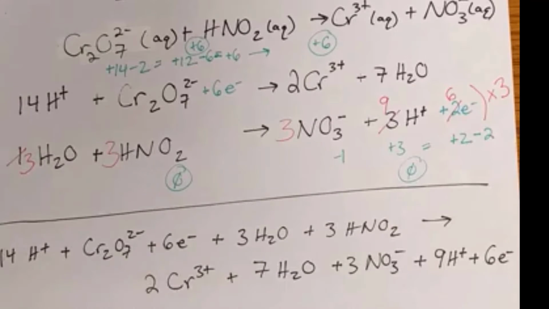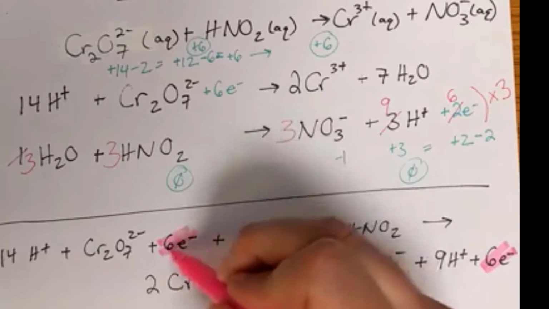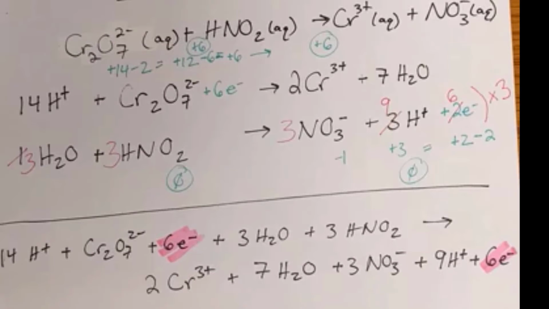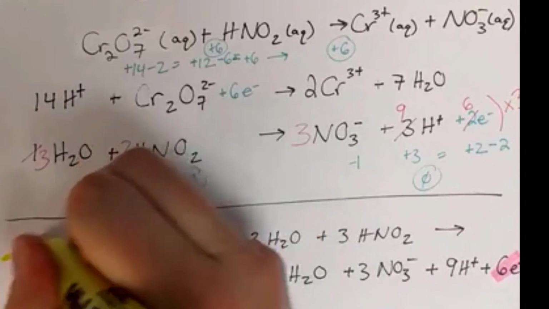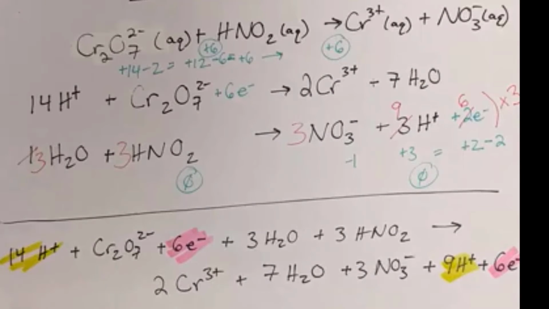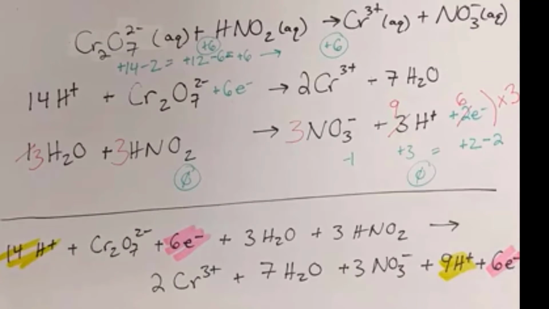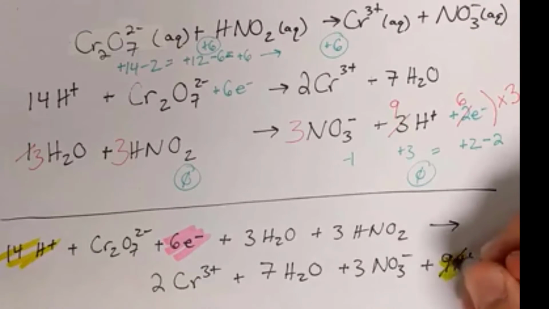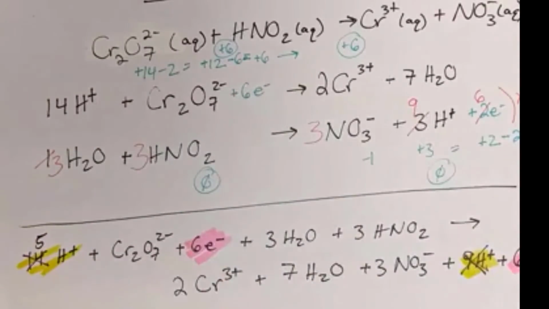Now I need to figure out what each side of the reaction has in common. There are 6 electrons on this side, 6 electrons on that side, so they're going to cancel out. What about my hydrogens? I have 14 hydrogens on this side, and I have 9 hydrogens on this side. If I do that reaction, which one's going to have more? The left side has more. So there's 14 over here and 9 over here. That means these 9 are going to go away. 14 minus 9, I'm left with 5 hydrogen.